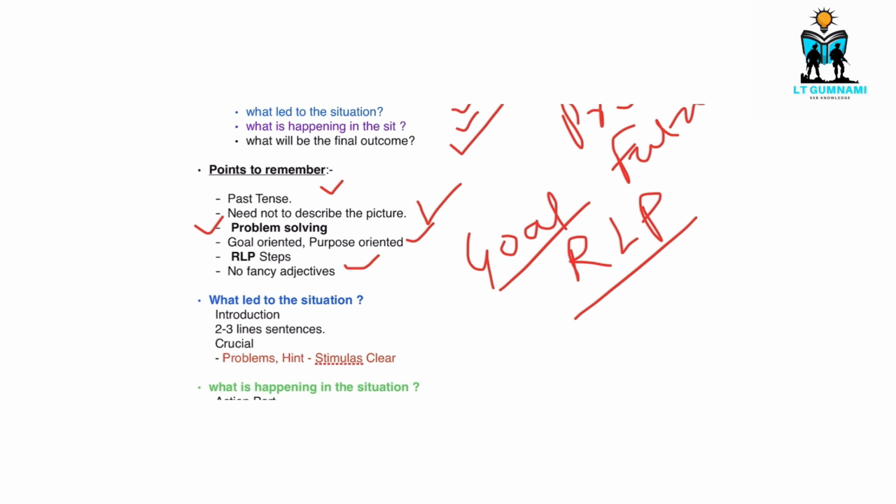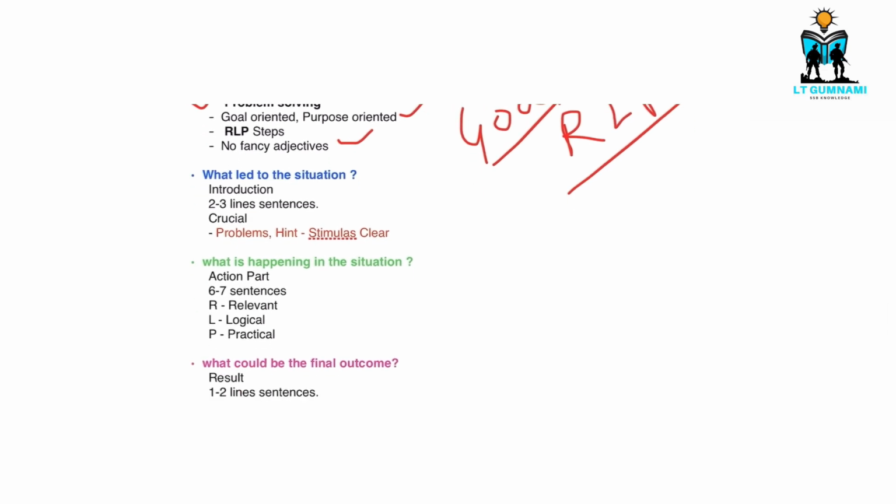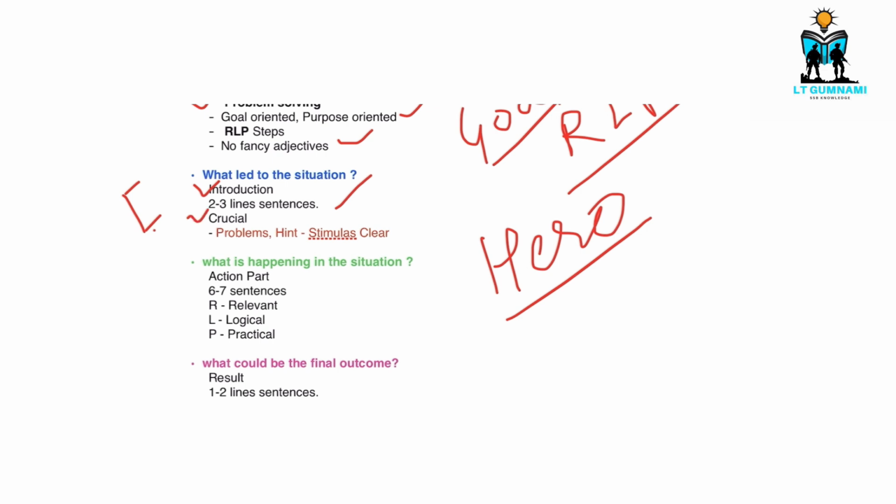If you go step by step in story writing, the first step is what led to the situation. This is your introduction. You should introduce your hero and your problem in 2-3 lines of your story. These 2-3 lines are very crucial. If you are able to incorporate your hint or stimulus clearly in these 2-3 lines of introduction, then half of your task is done.